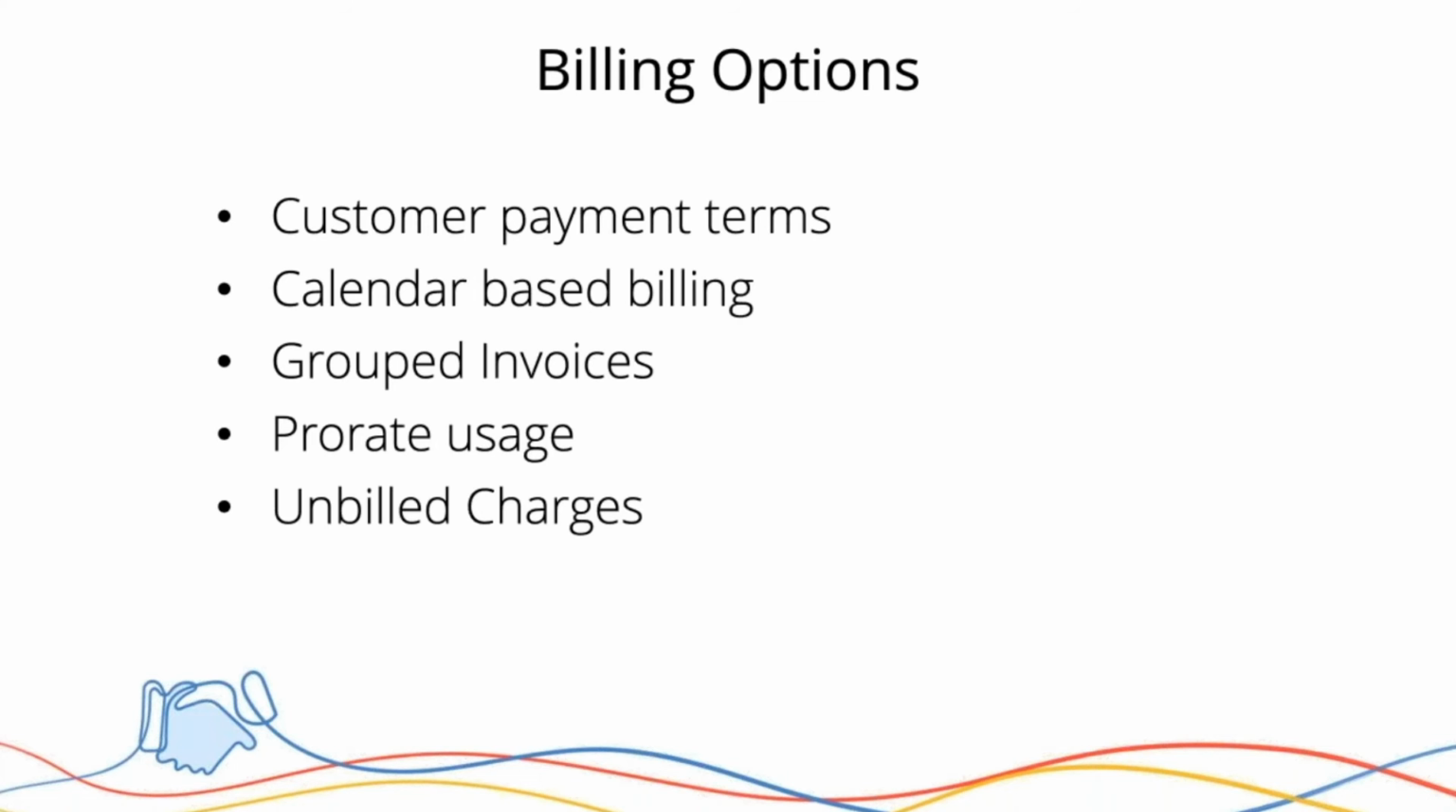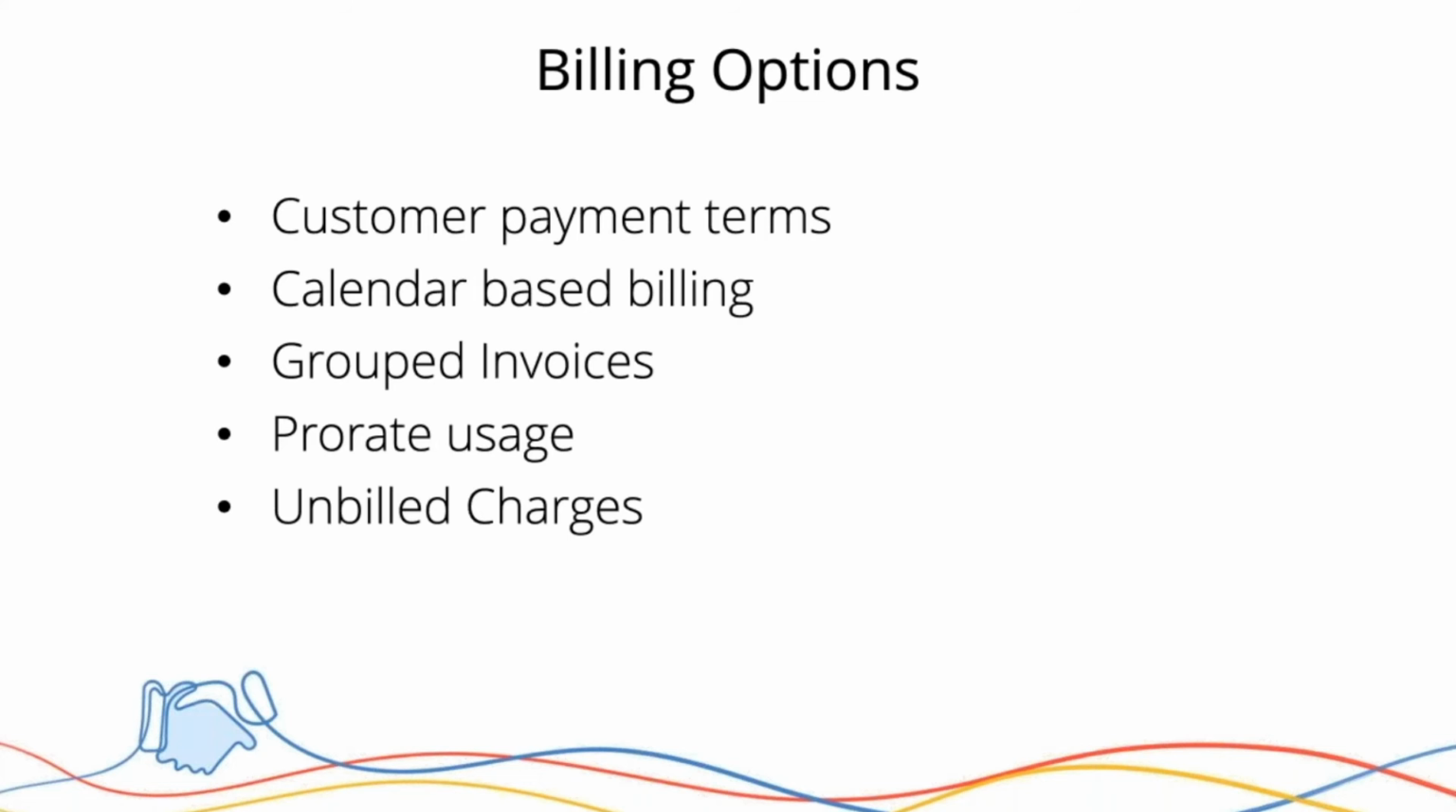Then Unbilled Charges is a brand new option we added. What if it's not really a metered charge? Well, then this is more of a one-time replacement fee, something like that. So you can put a charge on there, and then it will tell you which ones have been billed and which ones have not.